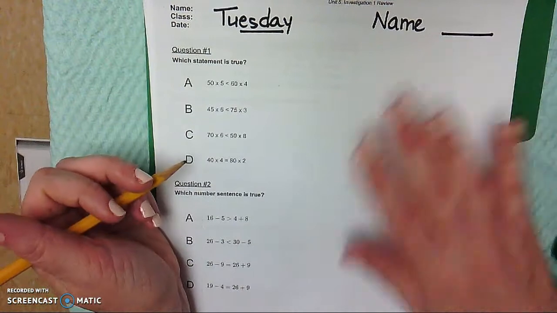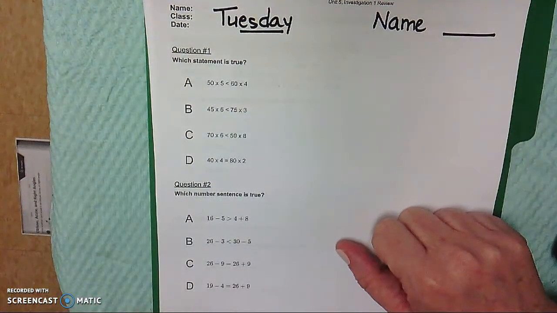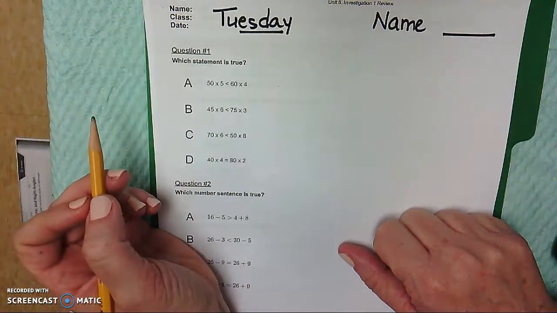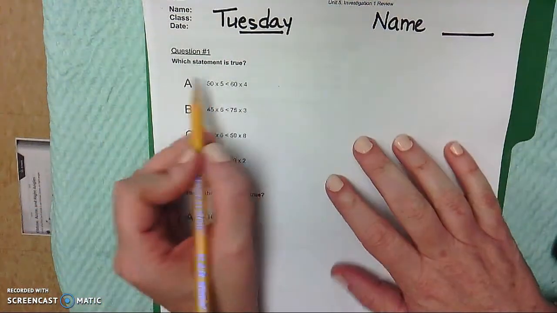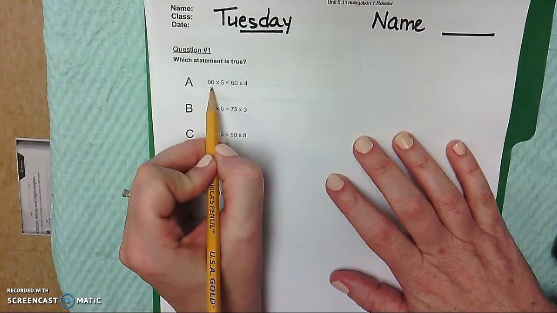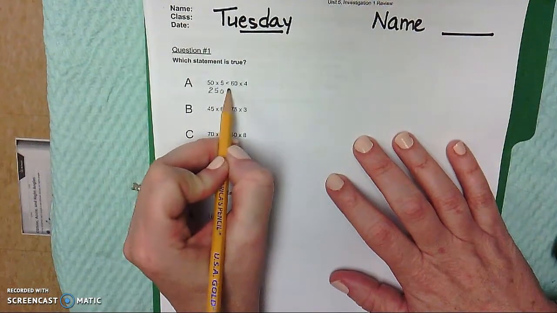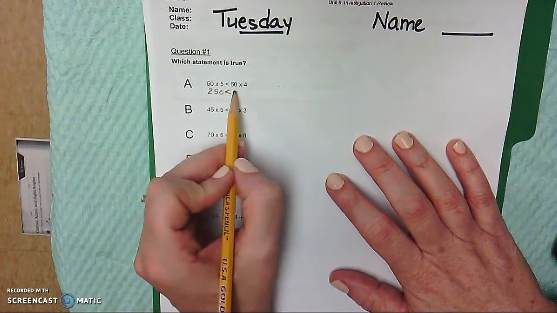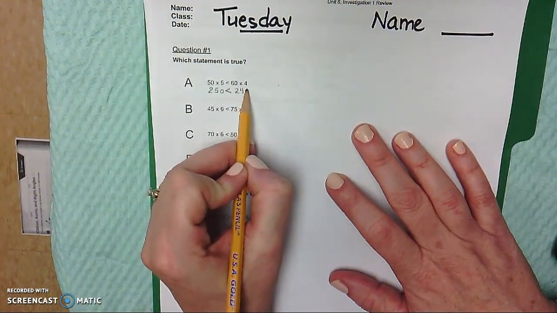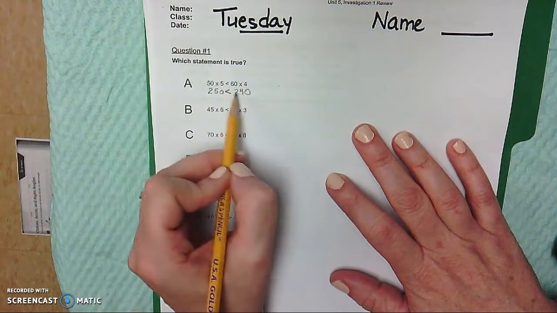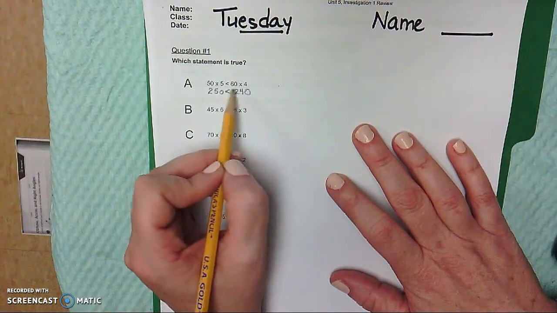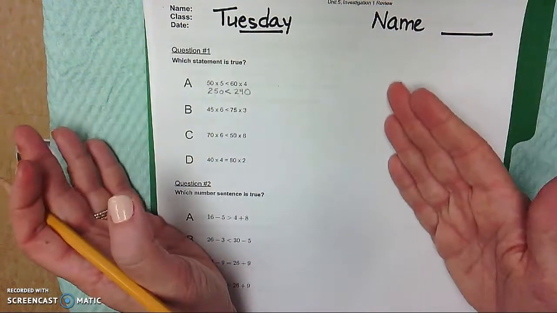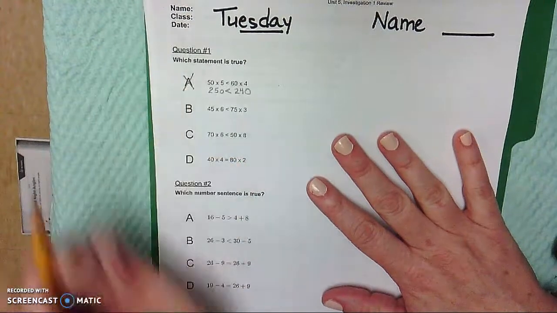Which statement is true? And the best way to work out this problem is to actually go through and work out each problem. Okay? So we know that 50 times 5 is 250. And it says it's less than whatever this equals. And 60 times 4 is 240. So the alligator is going to be eating 240, which means 240 is greater than 250. Is that true? No, that is not true.